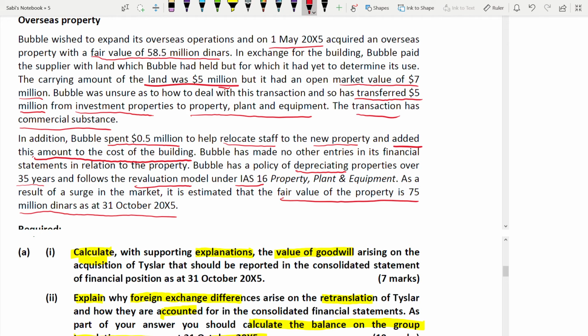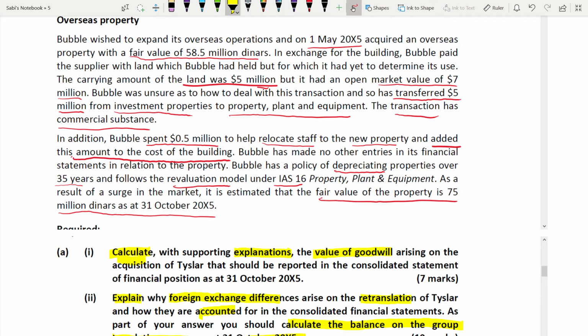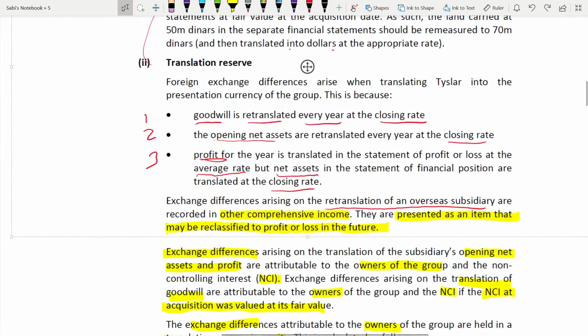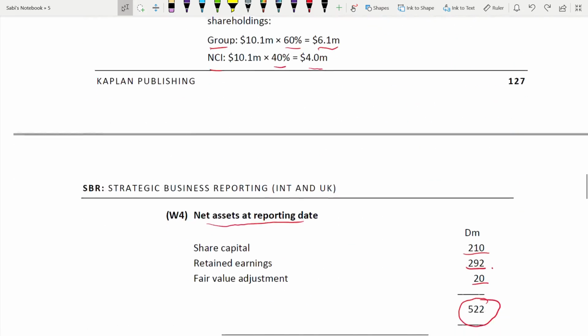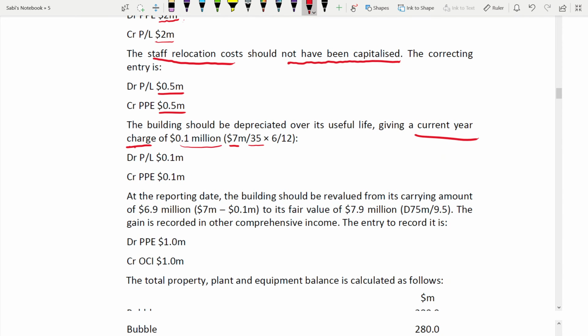So from 1st of May to 31st October 2005, that date, May, June, July, August, September, October, 6 months, that's why 6 months, okay, 6 months depreciation. So you take 6 months depreciation and the current year depreciation is 0.1 and depreciation we know it is expense, it goes in PNL, so debit 0.1 and credit PPE. From PPE it will be credited, it will go out, depreciation will be deducted.